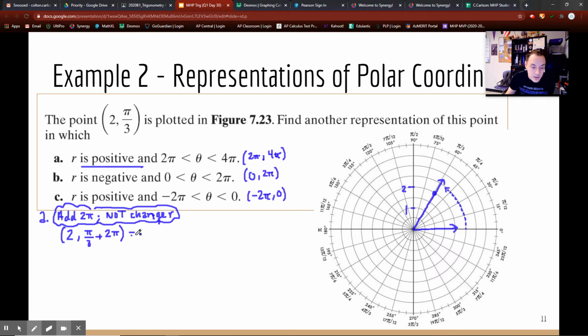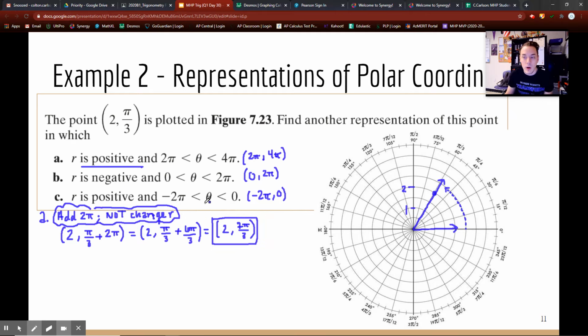What this equals is 2, comma, pi all over 3 plus 6 pi all over 3. So I can add them up. And that equals 2, comma, 7 pi all over 3. So this is my first representation.